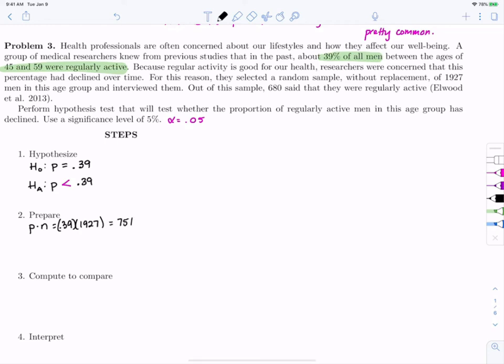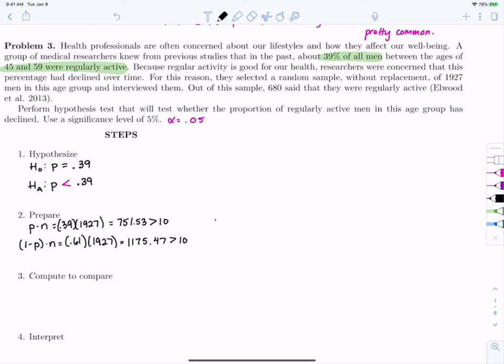It's 751.53, which is definitely bigger than 10, right? I just need it to be bigger than 10. I need that these events aren't super rare. And then if I do 1 minus p times n, which is going to be 0.61 times 1927, I get 1175.47, which is also definitely bigger than 10.